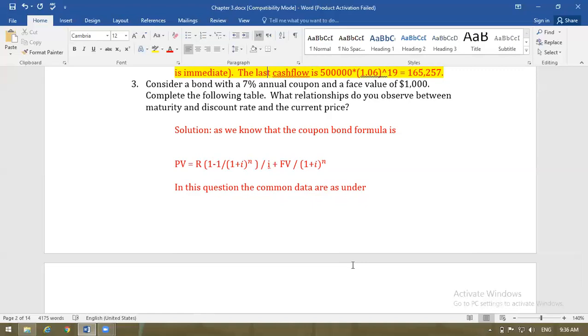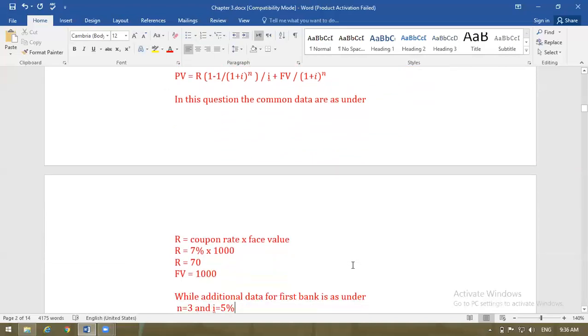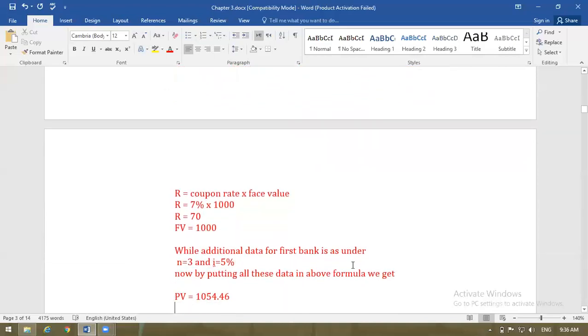R means periodic payment, which in this case is 70, the coupon rate multiplied by 1000. The interest rate is given in the table for the first blank. In this question, the common data are as under: coupon periodic payment 70, face value or future value 1000, while the additional data for the first blank are as under: n is equal to 3 and i is equal to 5.